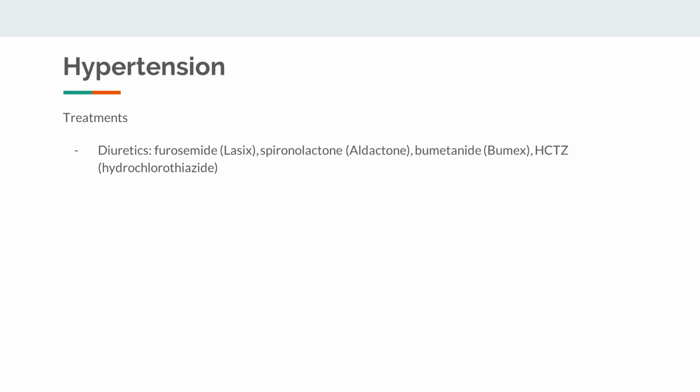Diuretics, which include furosemide or Lasix, spironolactone or Aldactone, bumetanide or Bumex, and HCTZ or hydrochlorothiazide, lower blood pressure by lowering blood volume. It achieves this by increasing urine production at the kidneys. This is why diuretics may be referred to as water pills by patients, and this is also why patients generally don't like taking them, as it causes an increase in urinary frequency.